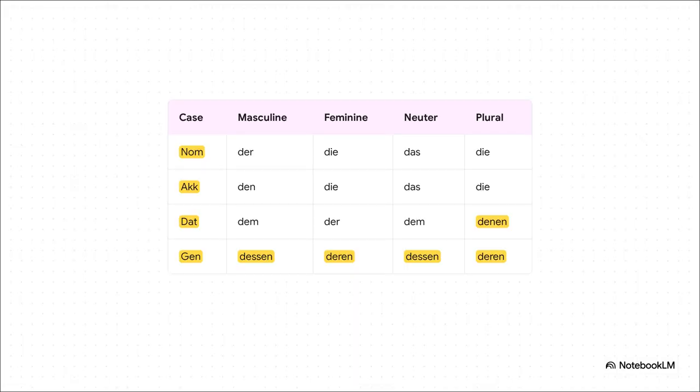Now, take a look at this table. The good news is most of these should look really familiar. They're pretty much the same as the definite articles, right? Der, die, das, denen, but you've got to pay attention to the ones that are different, the ones in bold. In the dative plural, it's always denen. And for possession, the genitive case, you've got dessen and deren. Those are the special ones you really need to lock in.